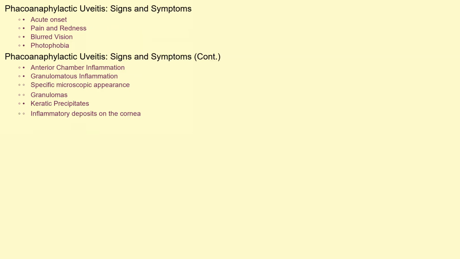Now let's discuss the signs and symptoms. Patients with Phacoanaphylactic uveitis typically experience acute onset of pain, redness, and blurred vision in the affected eye. Light sensitivity or photophobia is also common. In severe cases, there might be significant inflammation in the anterior chamber of the eye, the space between the cornea and the iris. A key sign is the presence of granulomatous inflammation, which means the inflammation has a specific microscopic appearance, sometimes showing clumps of immune cells called granulomas. You might also see keratotic precipitates, inflammatory deposits on the back of the cornea.